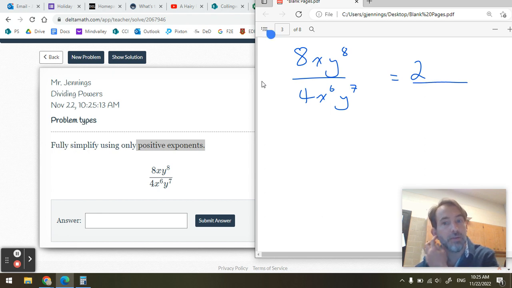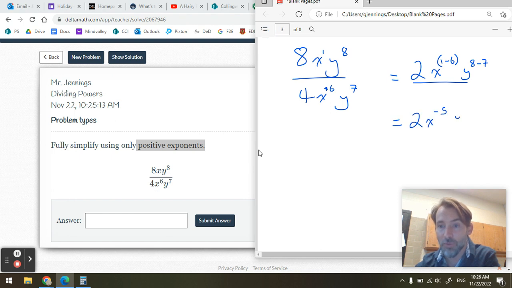Okay, x divided by x to the 6 will be, well, I can subtract the exponents if I want. I could do x to the 1 minus 6, because I take this exponent, x to the 1, and I subtract this exponent here, 6. That was just 6 over there. And then y to the 8 minus 7 I can do. And that will give me 2 times x to the negative 5, y to the 1. So I'm just going to write y.